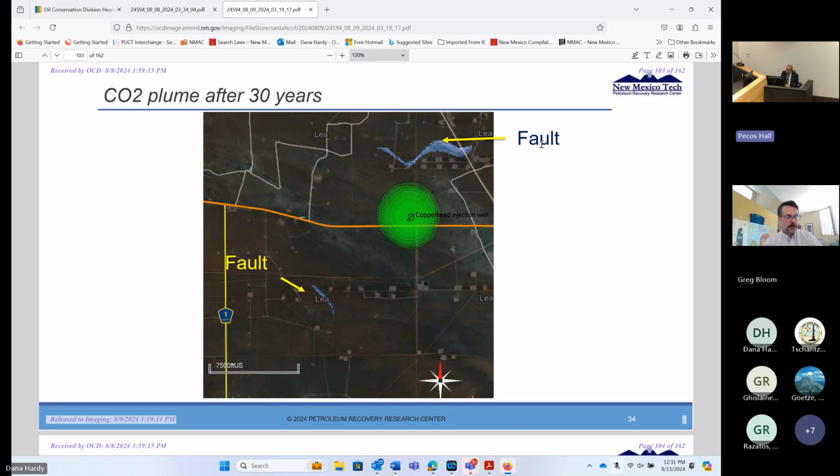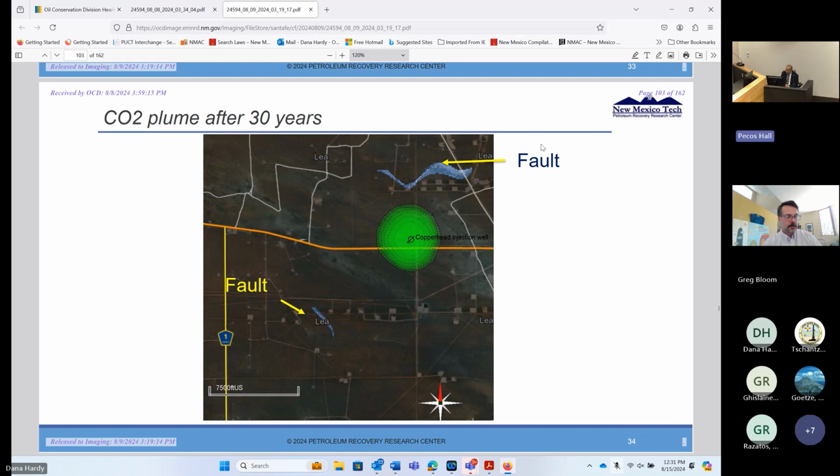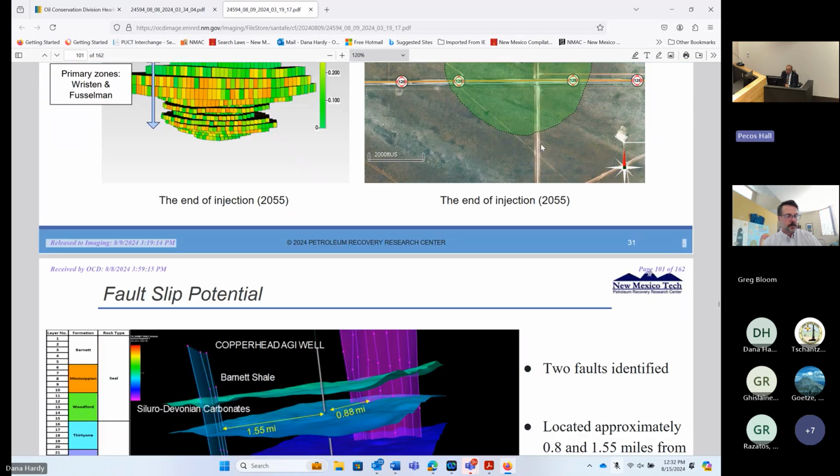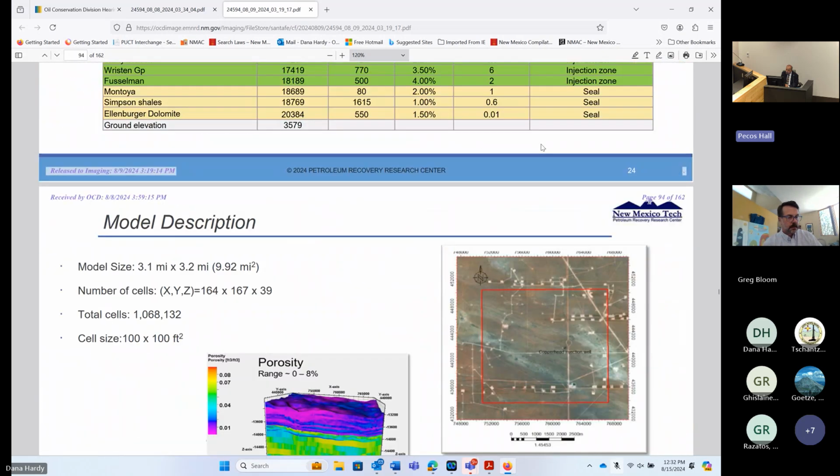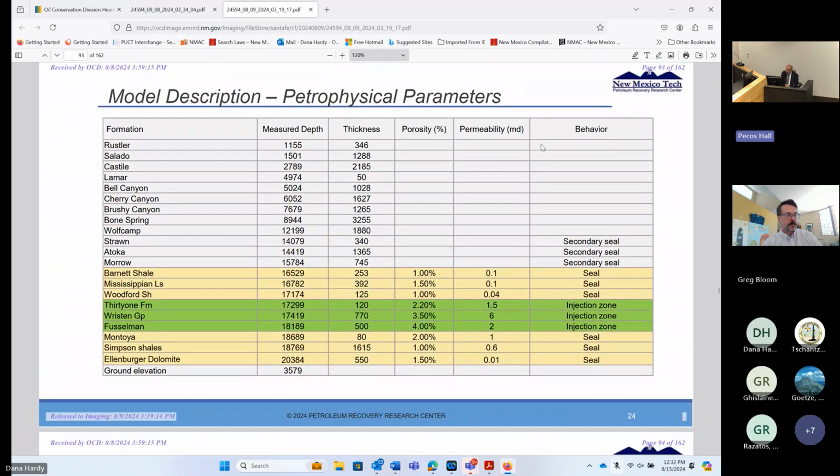Now on your slide number 24, I'll be very brief. When I look at these parameters, you've highlighted your cap rock and then the reservoir zone. You have a cap rock with a porosity of like 1%, 1.5%, and your actual injection zone has a porosity of like 2%. So I'm wondering, is it really a cap rock?